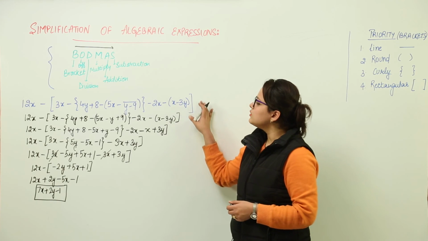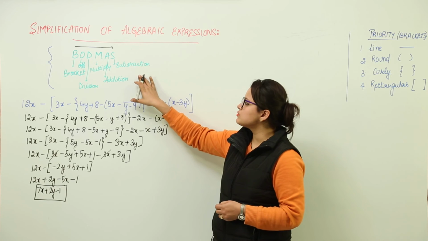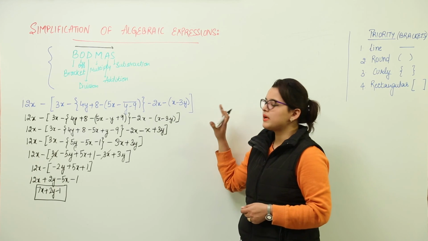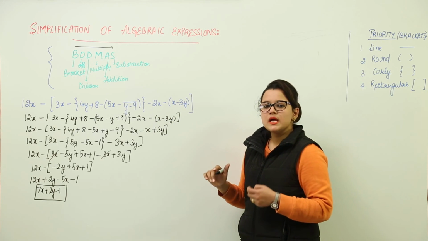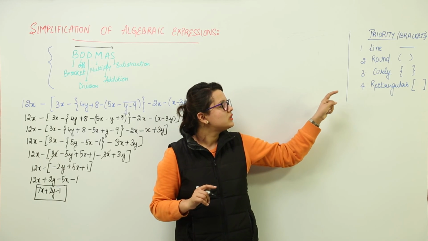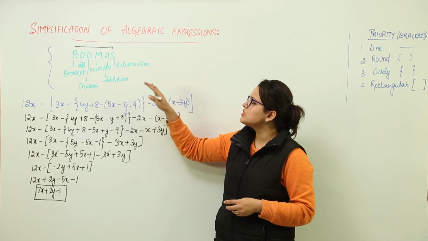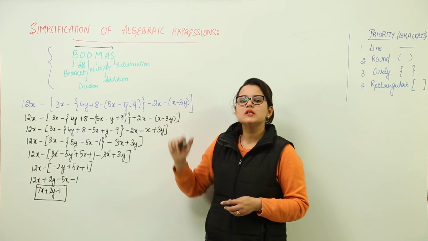So basically when you are simplifying any algebraic expression, always apply the BODMAS rule, that is, start solving the brackets, removing the brackets, and brackets are to be removed in the order: line, round, curly, rectangular. After that you will have to do the division, multiplication, addition and subtraction.